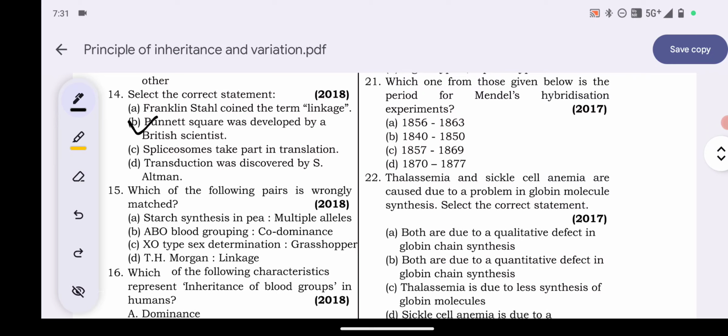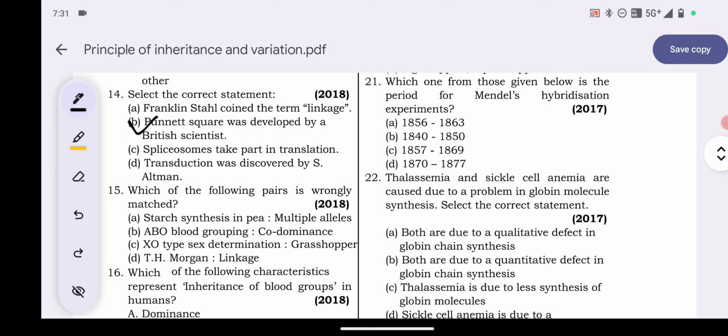Question number 15. Which of the following pairs is wrongly matched? Starch synthesis in pea, multiple alleles; ABO blood grouping, codominance; XO type sex determination, grasshopper; T.H. Morgan, linkage. You have to find out the wrongly matched one. So here statement 1 is wrongly matched.